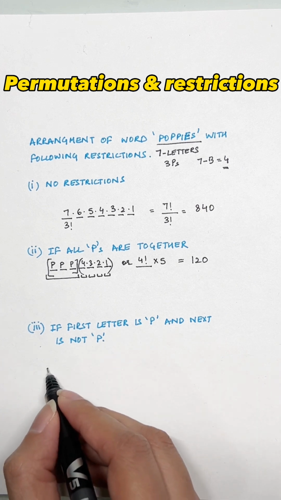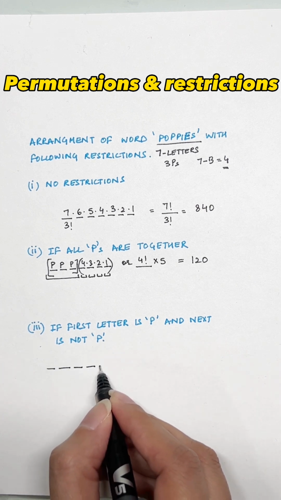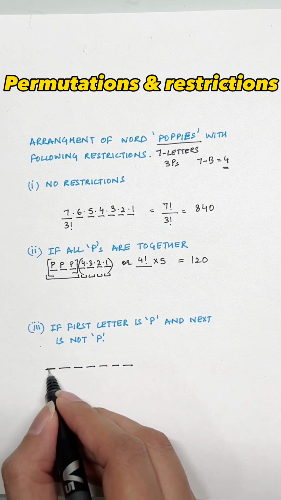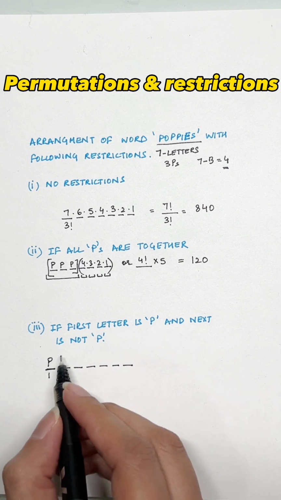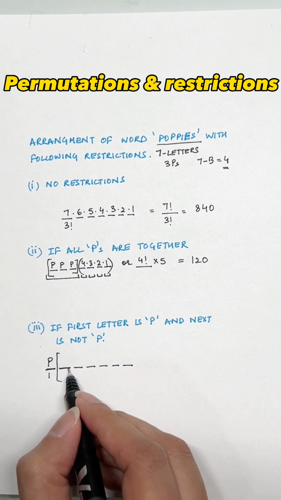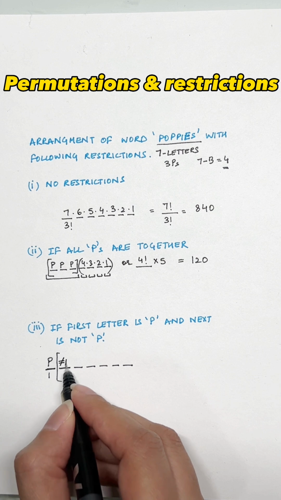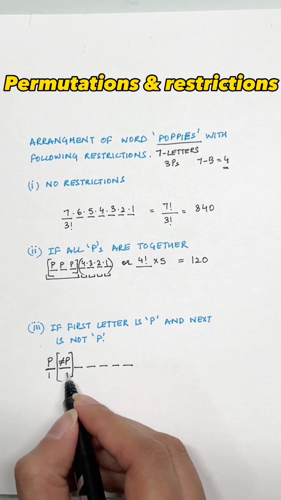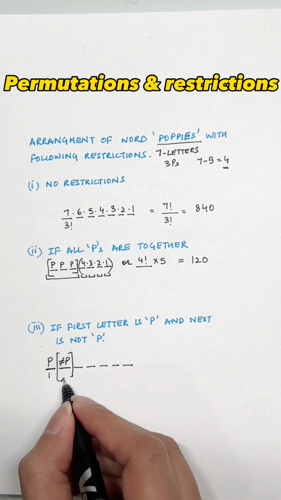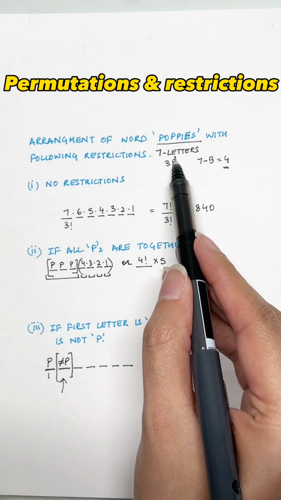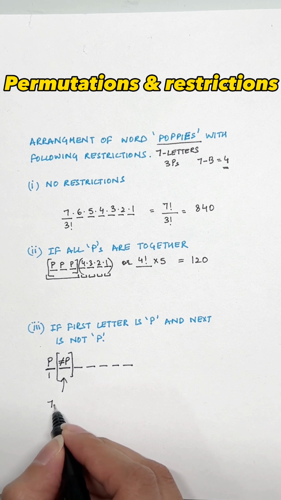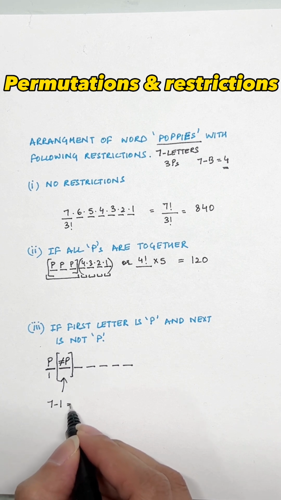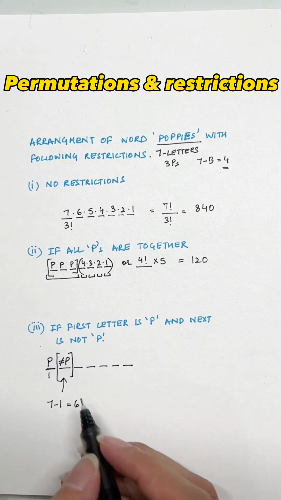In the last part, the condition is the first letter has to be P and the next one does not have to be P. So the first one is P for sure. The next one cannot be P, so it can be any letter but P. So let's see how many letters we are left with. If out of 7 letters, 1 is taken away, you're left with 6. Out of those 6, there are 2 P's, so you're left with 4 letters that are not P. So the permutation for this particular spot is going to be 4.